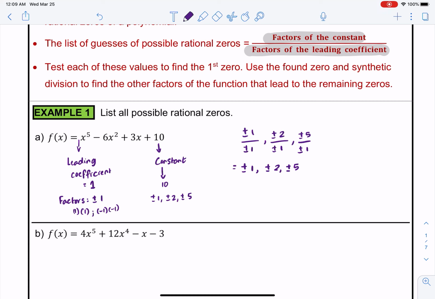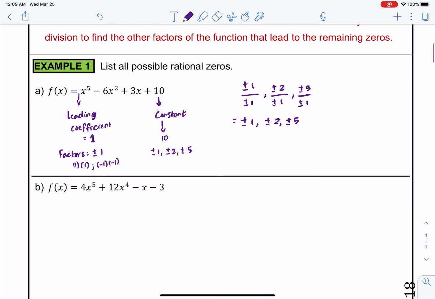At times, you may try all of them, and you may find out that, oh, none of them are rational zeros. It could happen if we end up having non-real zeros. In other words, we have complex zeros. So all we are trying to do here is list the possible rational zeros. So that doesn't imply that every single one of them here would be a zero.